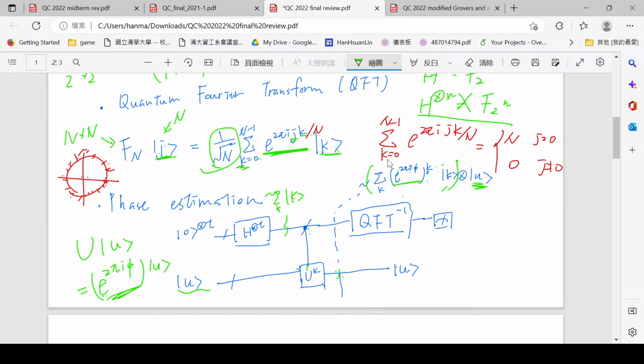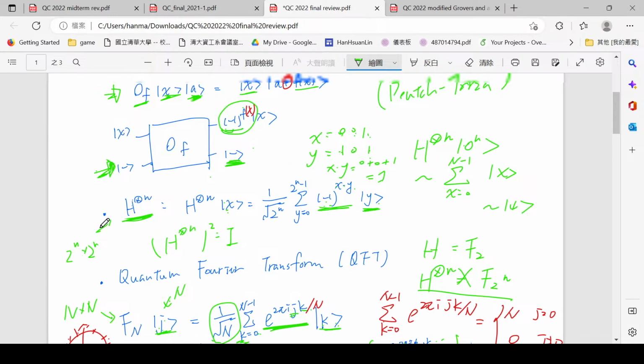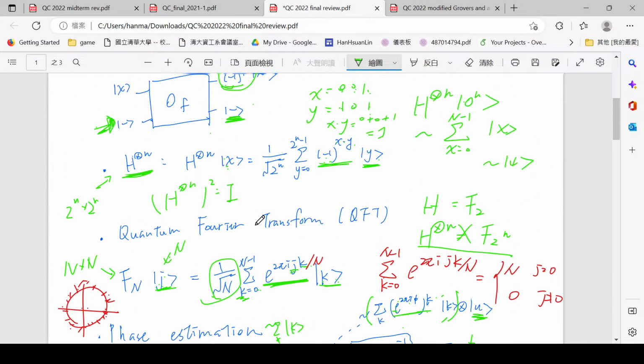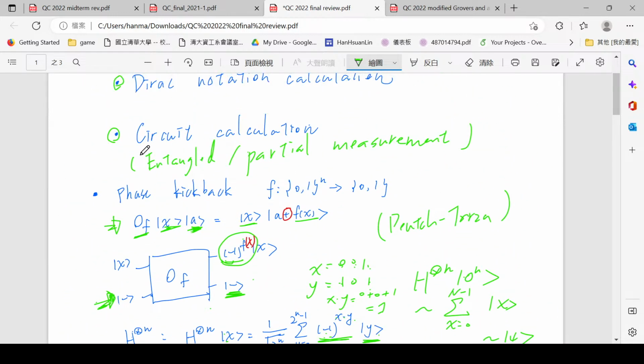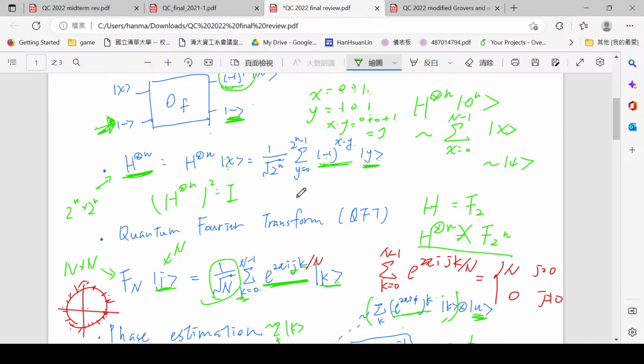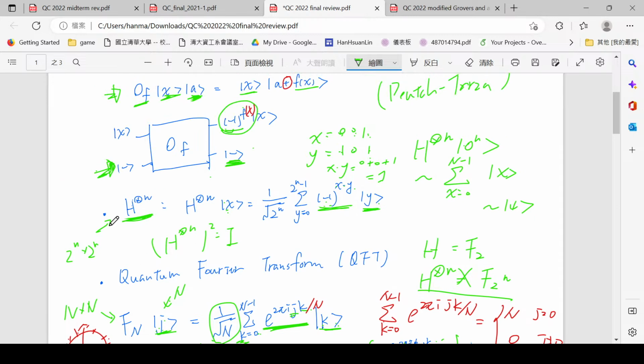And then you do QFT^-1, and you see this has a really similar form to this QFT state, and you can get phi here. Okay, so that's phase estimation, and you can see that the QFT and the phase estimation are really a generalization of the phase kickback and the Hadamard to the n thing that we do in the easier algorithms.